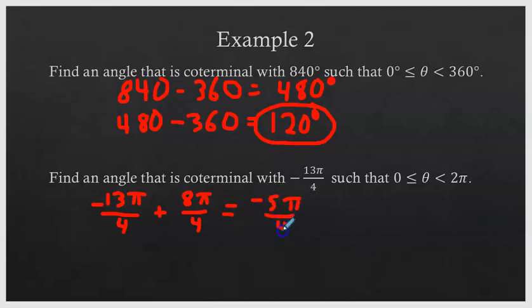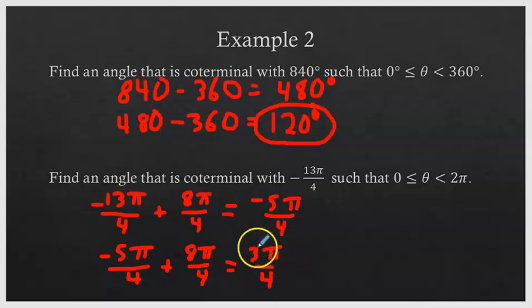Since this number is still negative, I know that it's still too small. So I'm going to do this process again. I'm going to take that angle, negative 5 pi over 4, and add another 2 pi. With my common denominator, that's 8 over 4. So negative 5 plus 8 is 3. And now I got the fraction 3/4. Well, 3/4 is between 0 and 2. If you just ignore the pi for a second, 3/4 is between 0 and 2, which means I do have an angle between the requested values.